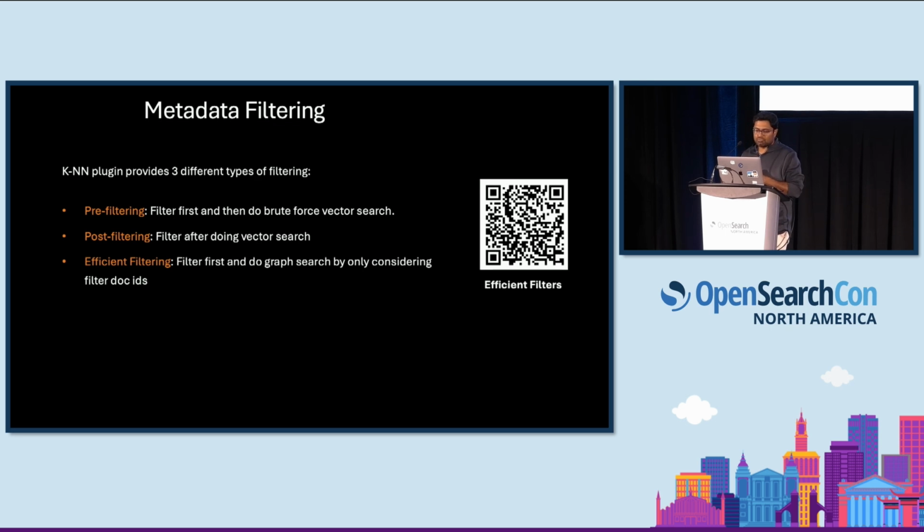So OpenSearch introduced efficient filtering. The idea here is to first run the filters with the Lucene query, get the filter IDs, and then use these filter IDs in the graph traversal. As you traverse the graph and pick up candidates, you would only consider them as a K nearest neighbor if they belong to those filtered IDs. This way, you're able to traverse until you get those K neighbors, and you're also able to scale logarithmically, so that avoids the bottleneck.